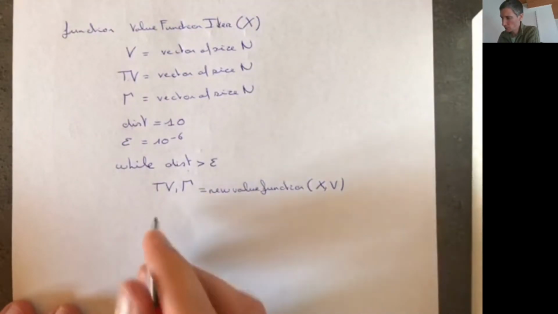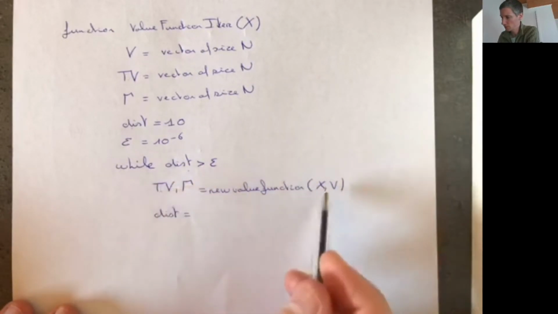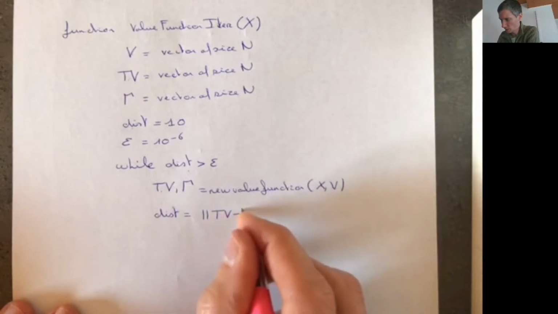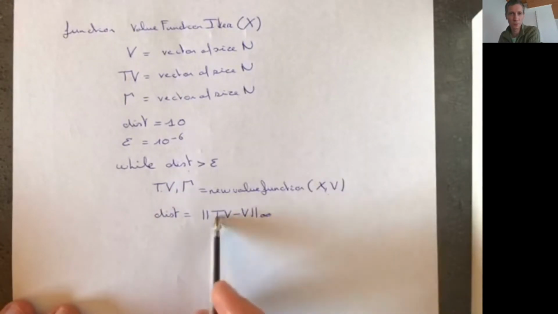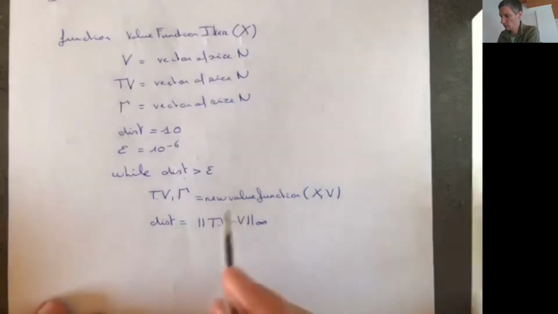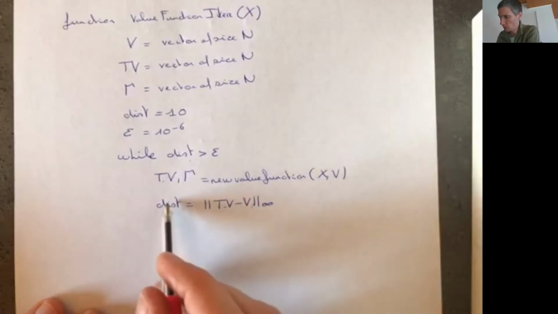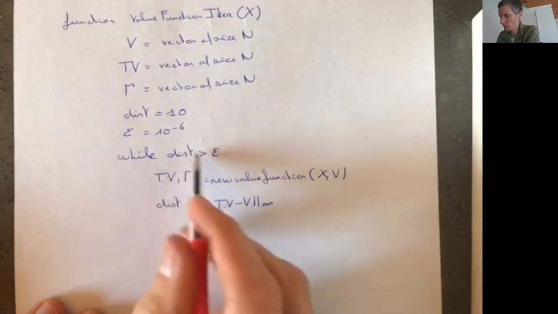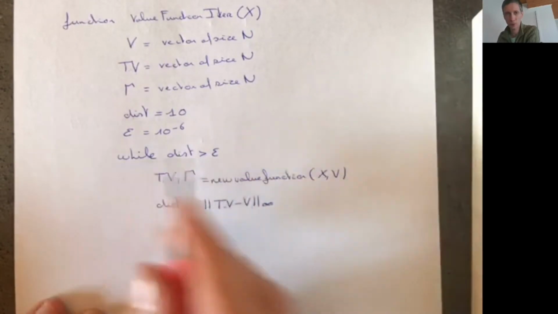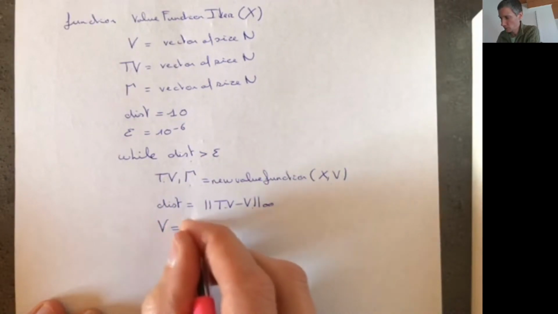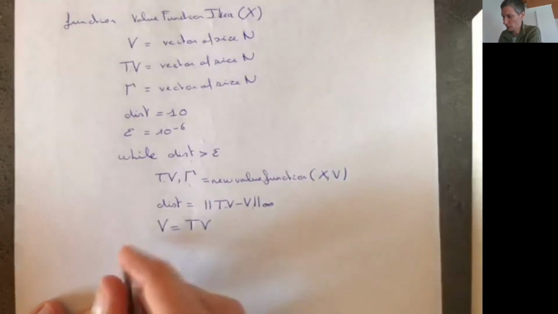Then I'm going to compute the distance, which is going to be equal to the infinity norm of TV and V. So this is the maximum of the absolute value of the difference between these two vectors. And then, if this distance is still bigger than epsilon, I'm going to have to iterate this, but now TV will be here and the new TV will be here. So I'm going to have to set V equal to TV in order to get the new loop started. So this updates the value of V.